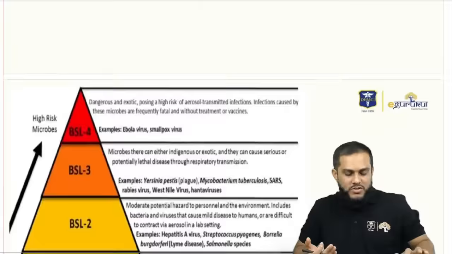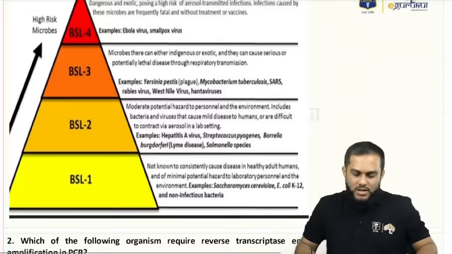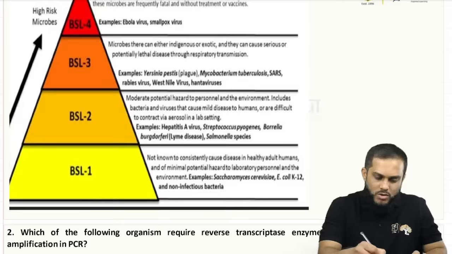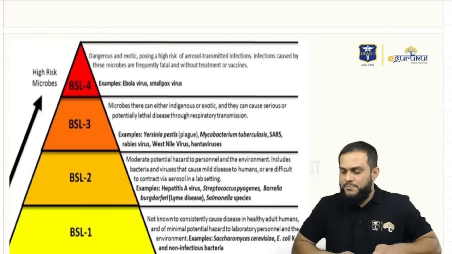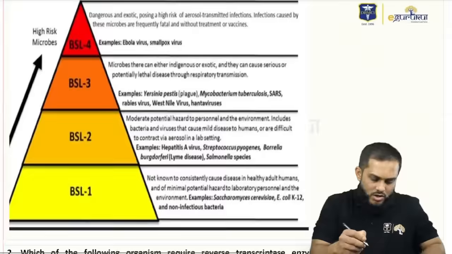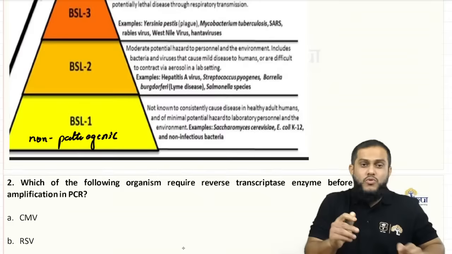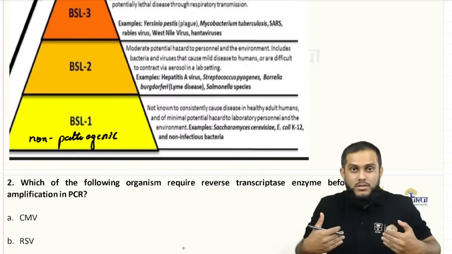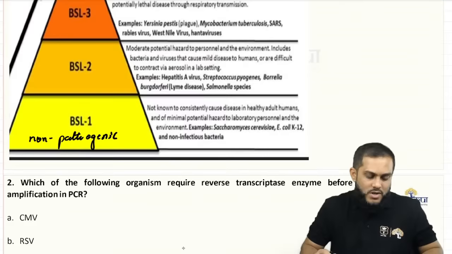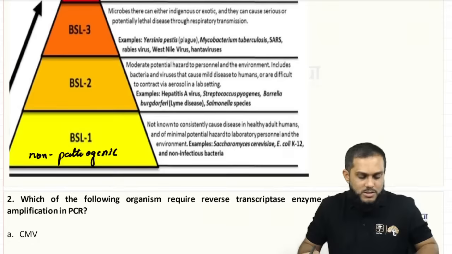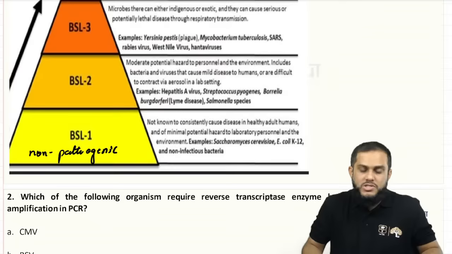Biosafety level 1 is for non-pathogenic organisms. So for non-pathogenic organisms, we go for biosafety level 1. Biosafety levels are the safety measures you have to take to prevent infection from the organisms while handling them. Biosafety means safety from bio. Bio means microorganisms, which we handle as microbiologists.